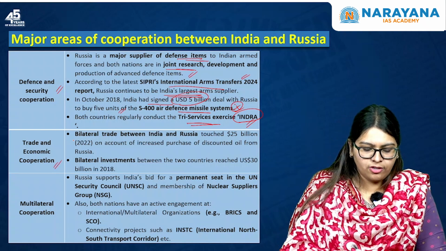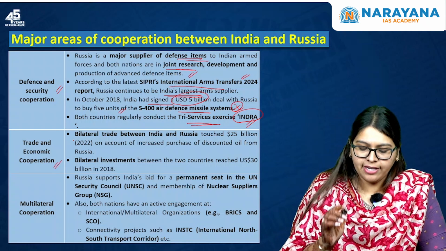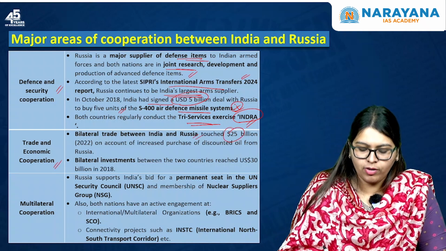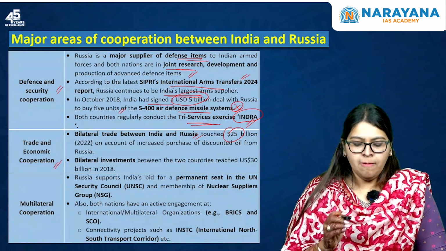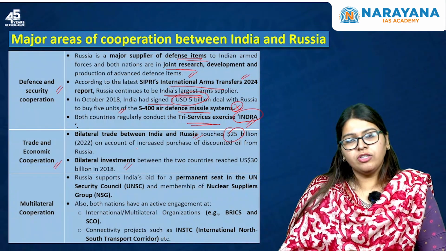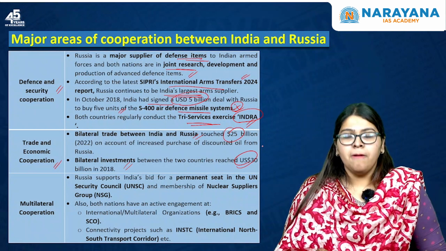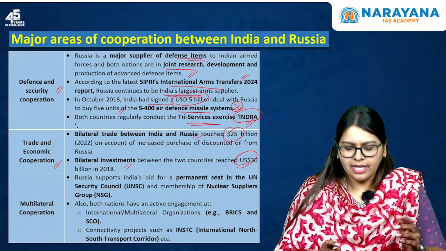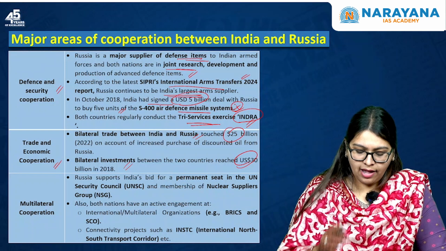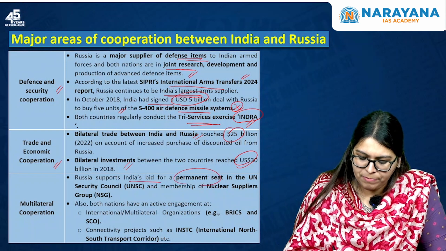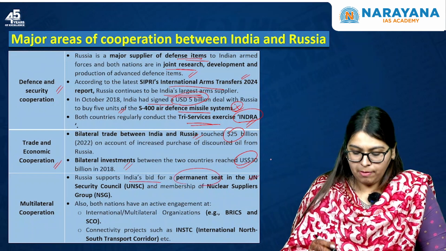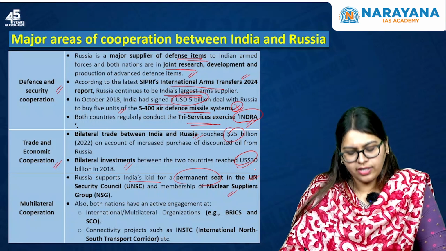Next one, if you see the trade and economic cooperation, the bilateral trade between both the countries touched 25 billion in 2022. Next one, if you see, bilateral investments have also reached around $30 billion in 2018. Next, there have also been multilateral cooperations. That is, Russia supports India's bid for a permanent seat in the UNSC and membership of the NSG, that is the Nuclear Suppliers Group.